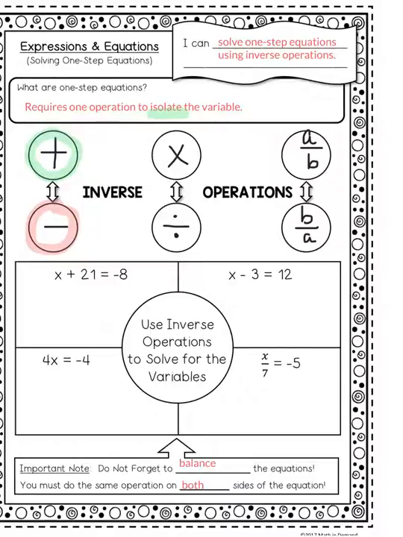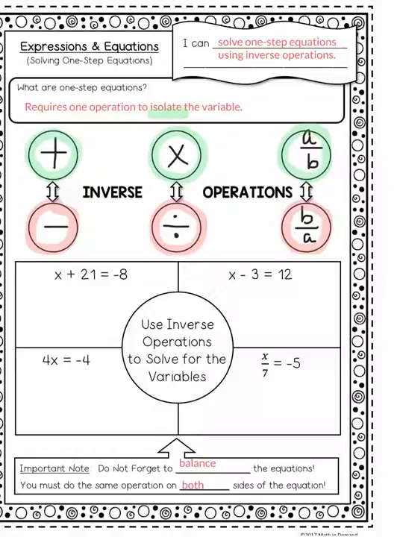The opposite of multiplying is to divide. The opposite of dividing would be to multiply. They're inverses of each other. Lastly, I'm going to look at fractions. To undo the fraction a over b, we multiply it by its reciprocal, which is b over a. So again, to undo multiplying by a fraction, we multiply by the reciprocal.